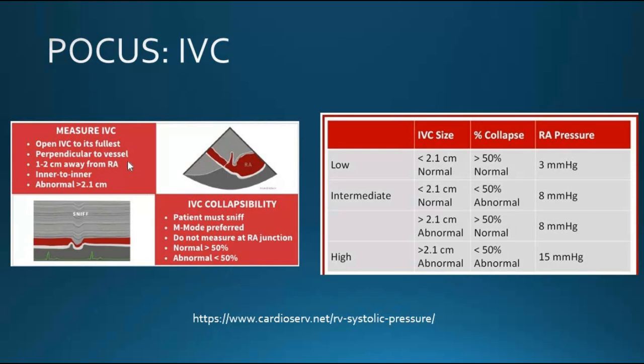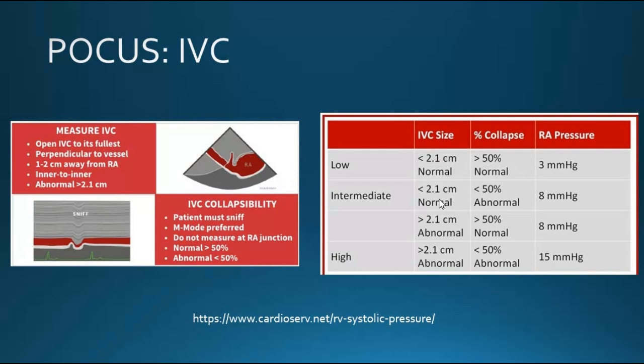So we can use the measurement of the IVC diameter in centimeters and the IVC collapsibility to estimate the right atrial pressure. If the IVC size is less than 2.1 centimeters and greater than 50% collapsible with the sniff, the right atrial pressure is low. Estimate that to be 3. It is intermediate at 8 if any of these is abnormal.